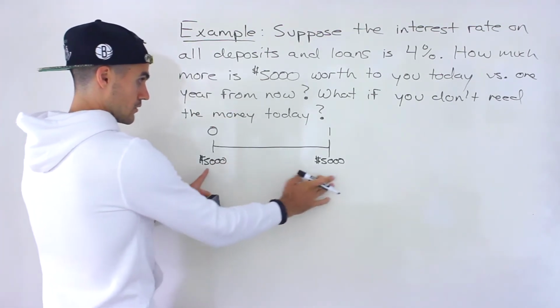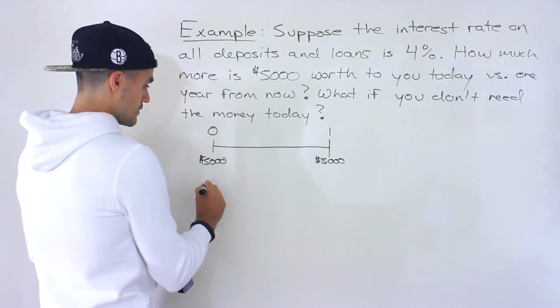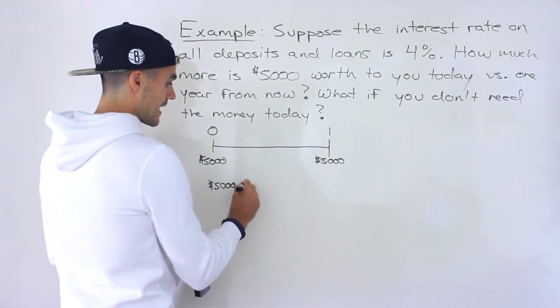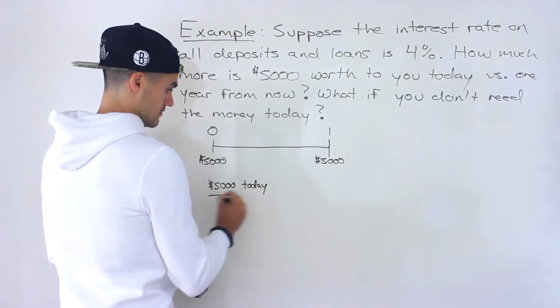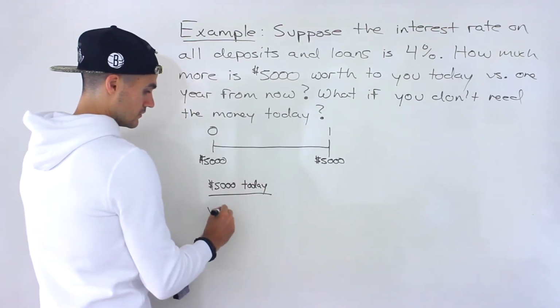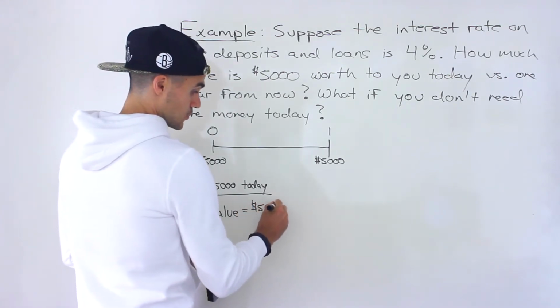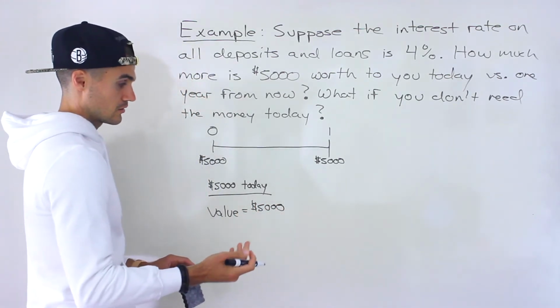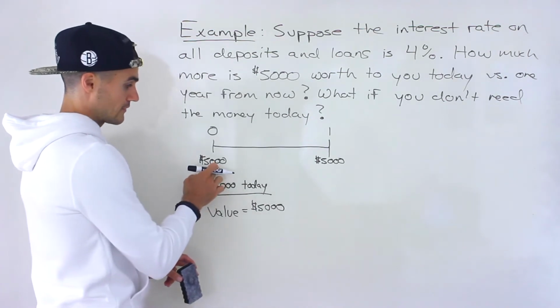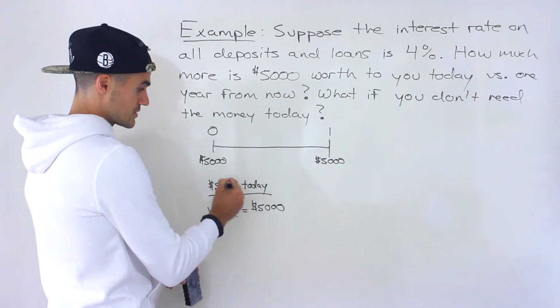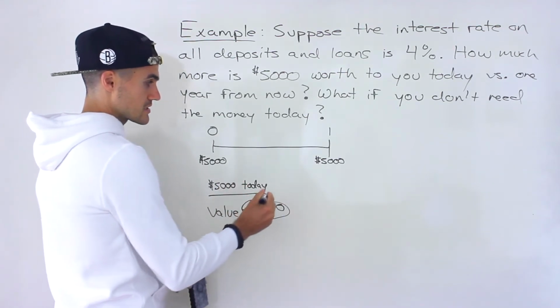So if we compare both of these, the 5,000 today, what's the value of it? Well, the value of it is just the amount that it's worth today, $5,000, the present value of it. We don't have to take this and discount it. So the value of the $5,000 today is just 5,000.